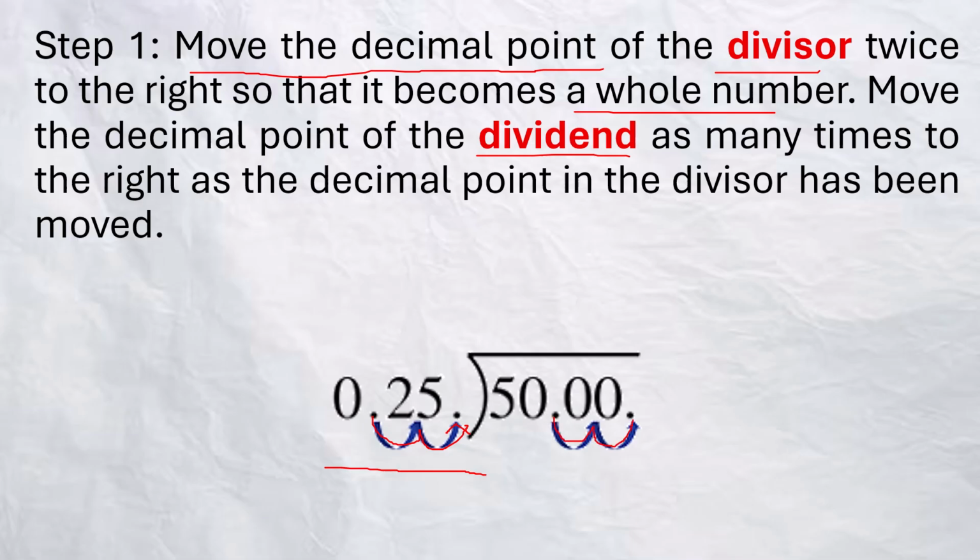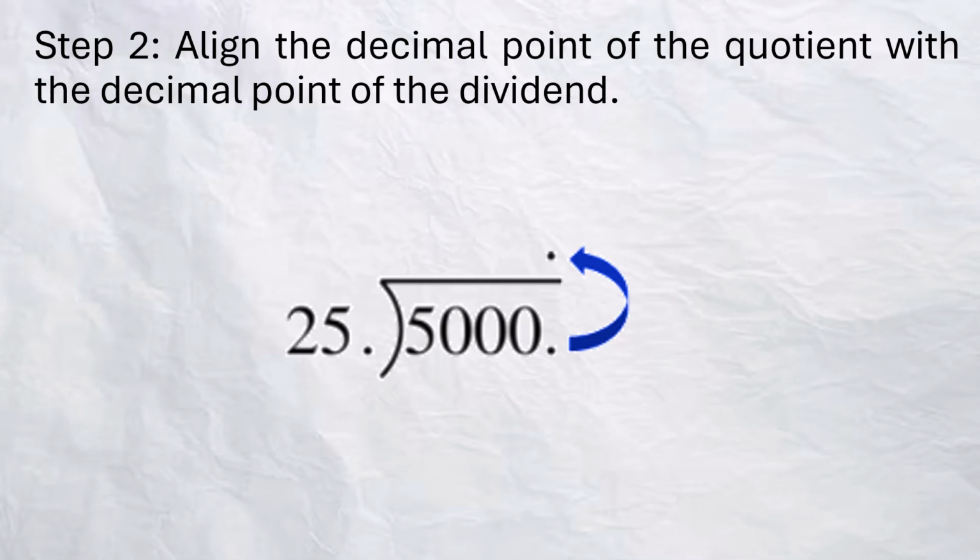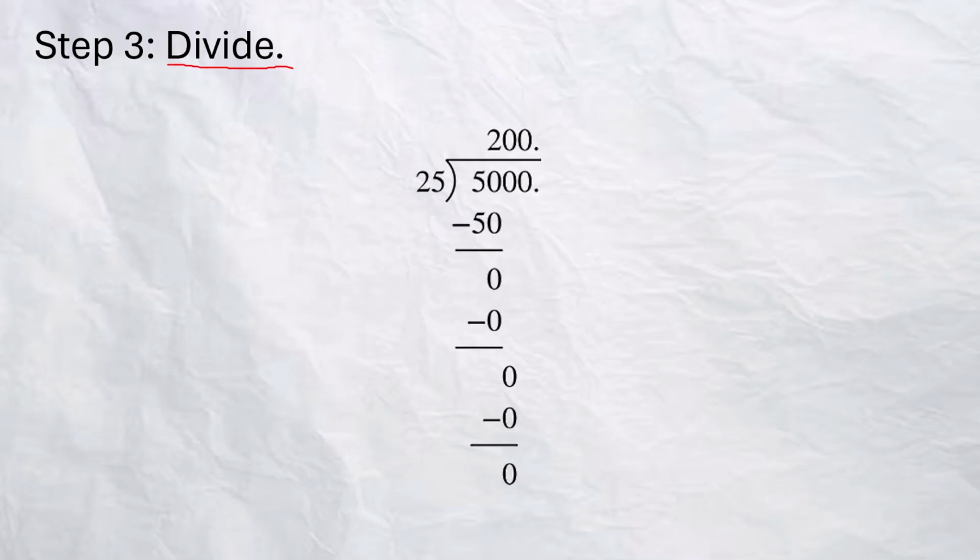So this time we can now follow step 2. After moving the decimal point, we have to align the decimal point of the quotient with the decimal point of the dividend. So it will become like this. Step 3, we need to proceed to the division process.